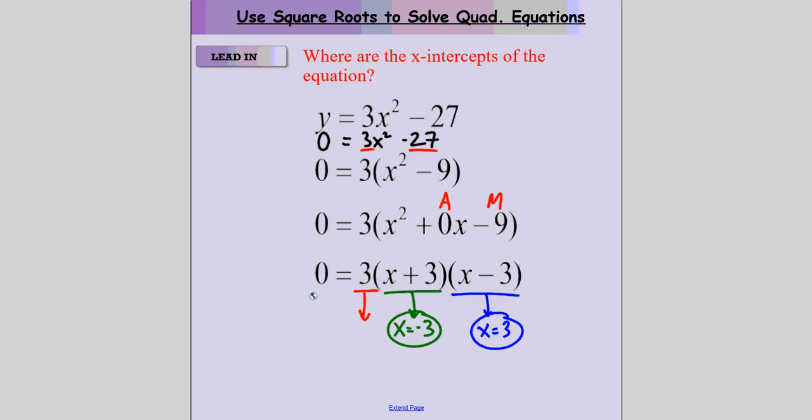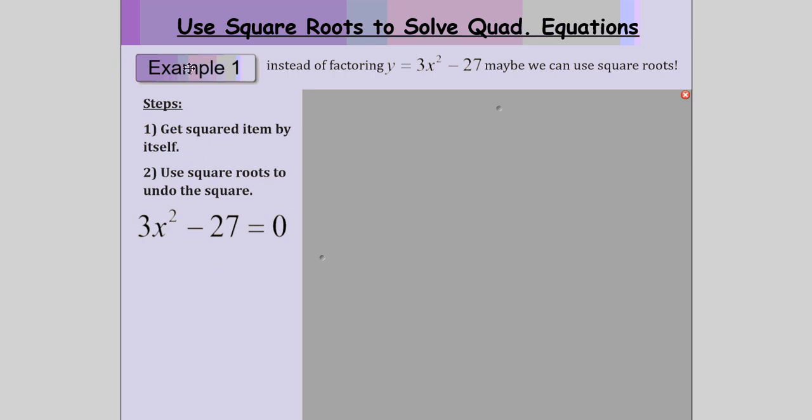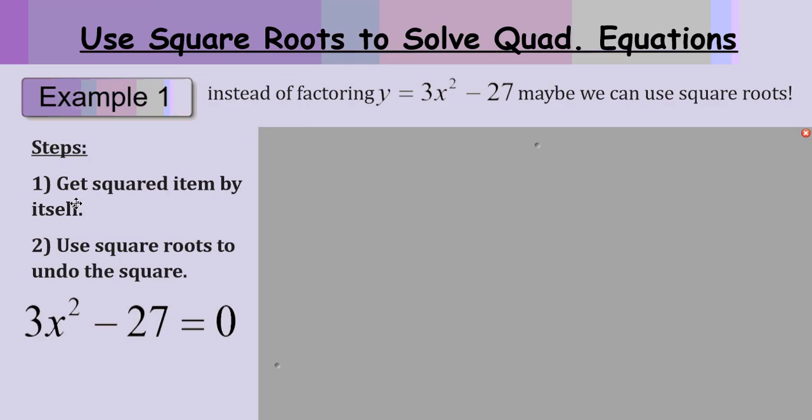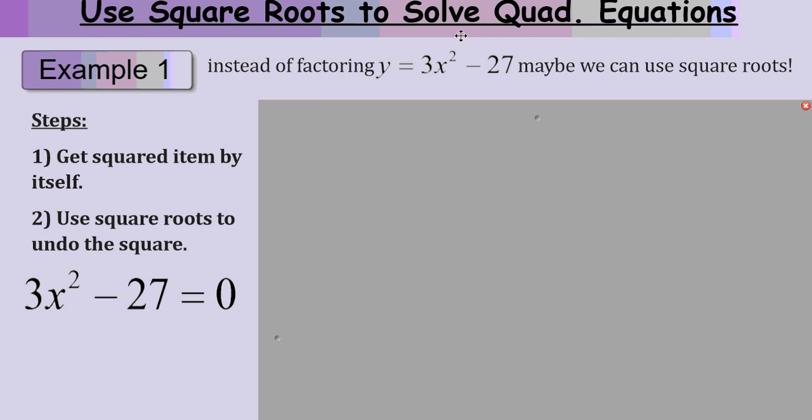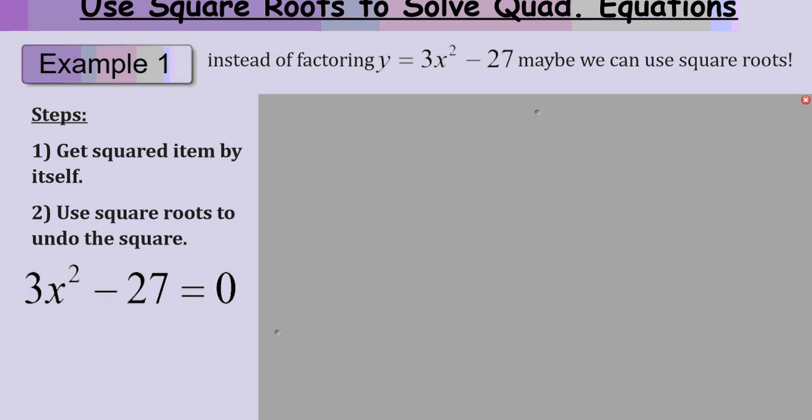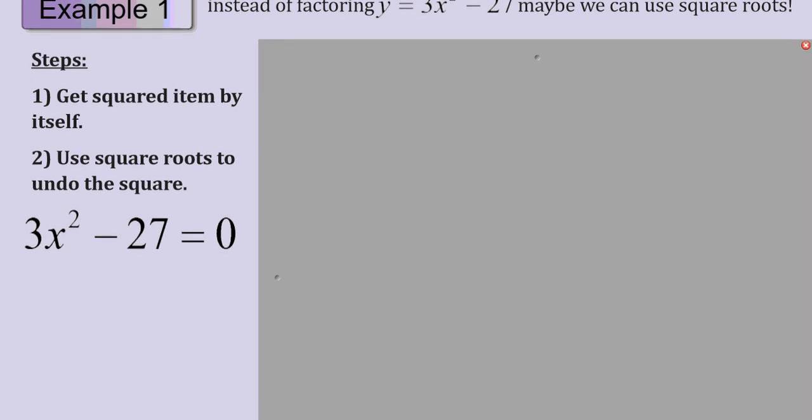There's actually a much quicker way that I could have done this by using what's called a square root. A square root is the process that we use to undo a square. The steps are as follows. So instead of factoring to graph this, let's use square roots to solve. Step 1 is get the squared item by itself. What do I mean by that? I mean get the item that is being squared, so I'm going to put a box around it, by itself.